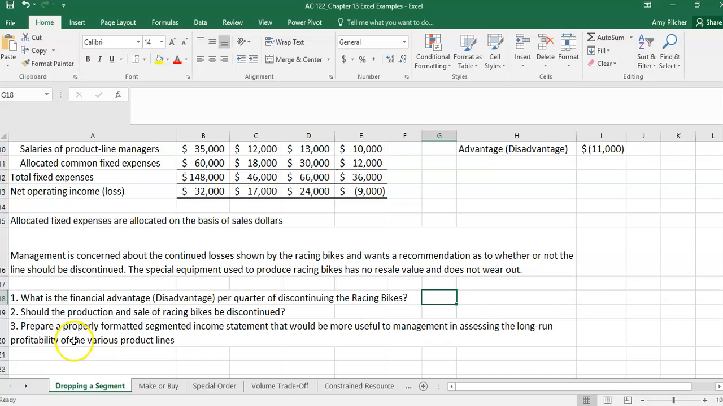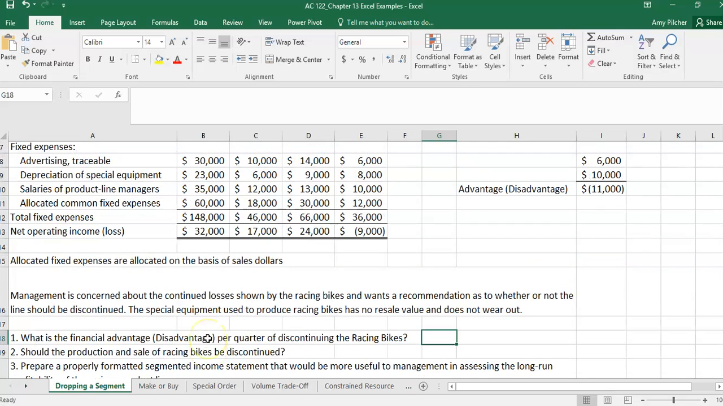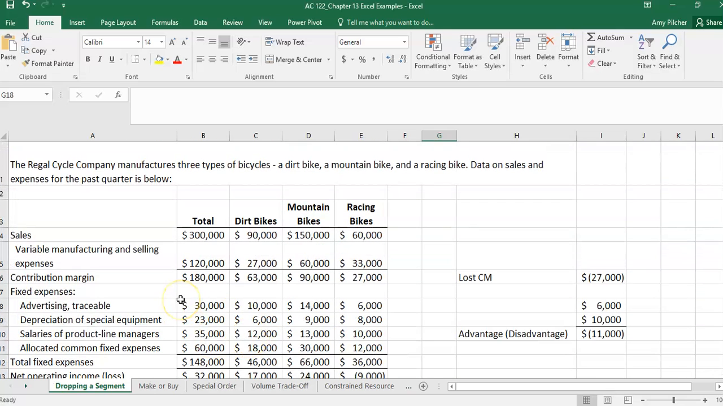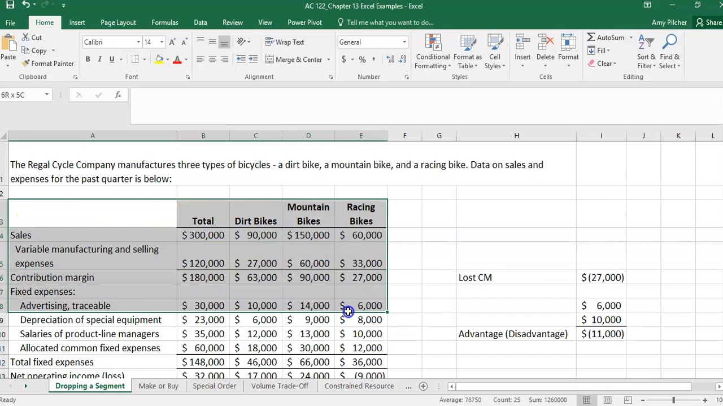3 asks us to prepare a properly formatted segmented income statement that would be more useful to management in assessing the long-run profitability of the various product lines. So if you remember from previous chapters where we looked at segment division, where we separated out those controllable and uncontrollable fixed costs, or the difference between the traceable and the allocated fixed costs, and we had segment margin, then that is what it is asking us to do.